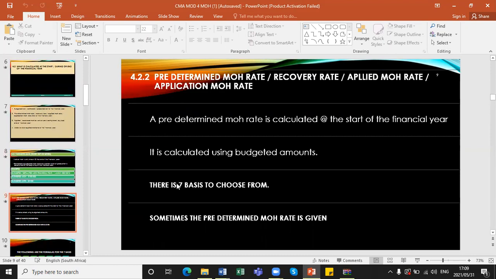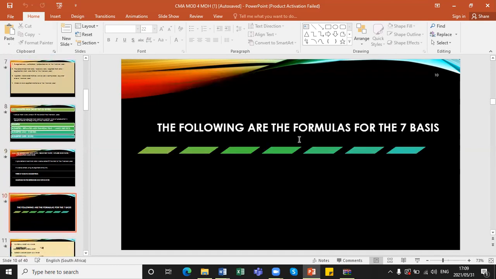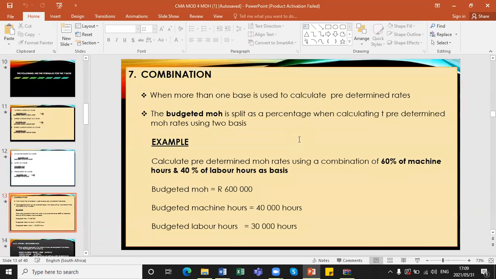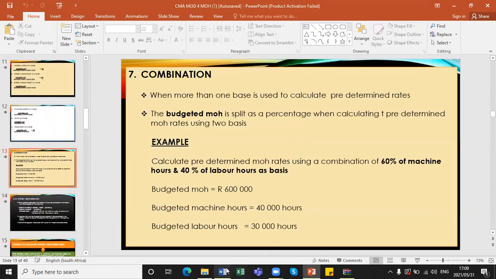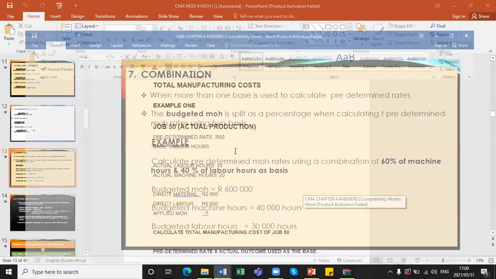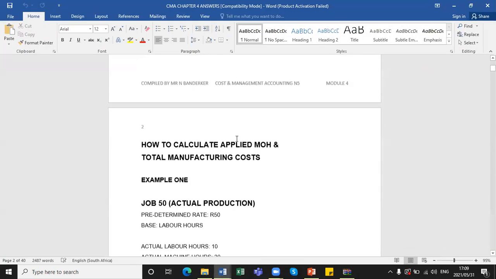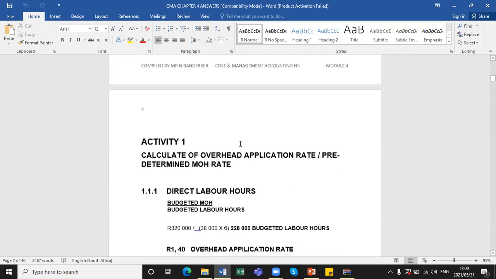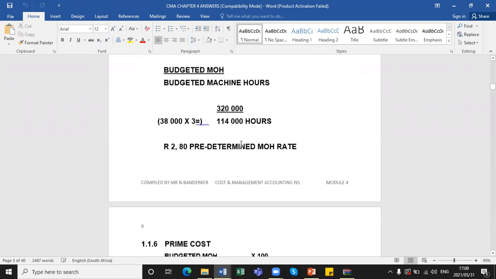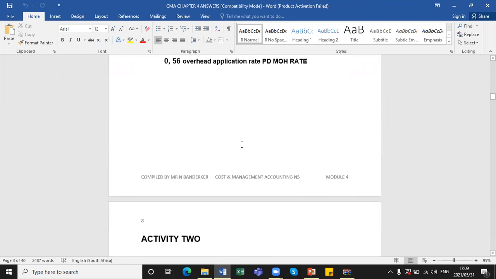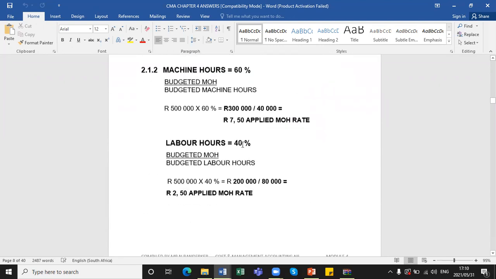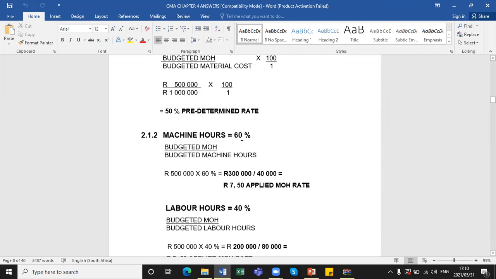Then I spoke about predetermined rate. It's also known as recovery rate, applied MOH rate, and application rate. When you want to calculate it, you must use budgeted amounts, and there are 7 different bases to choose from. And then I did some activities with you. Activity 1, activity 2, I did with you in class already. So it's just a revision exercise.